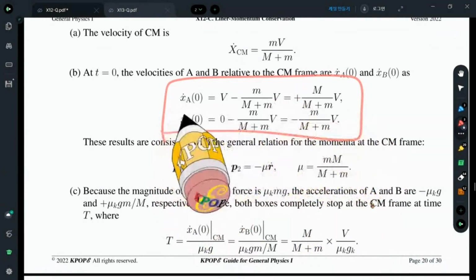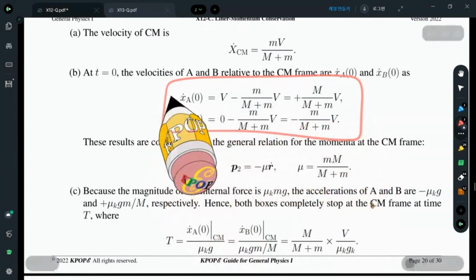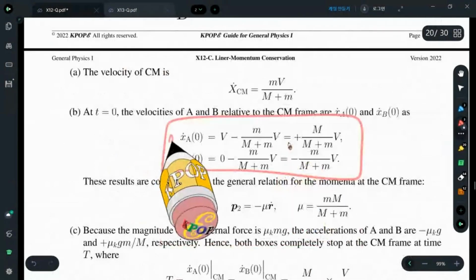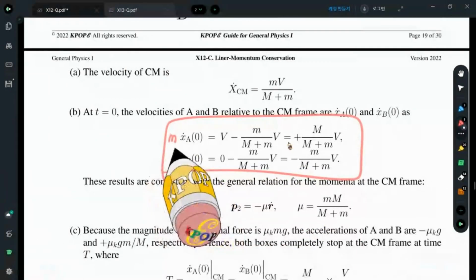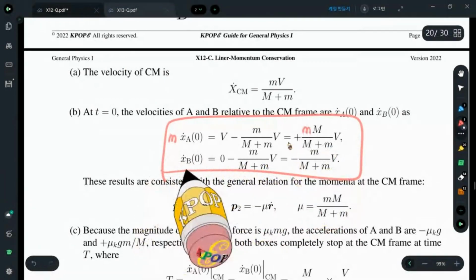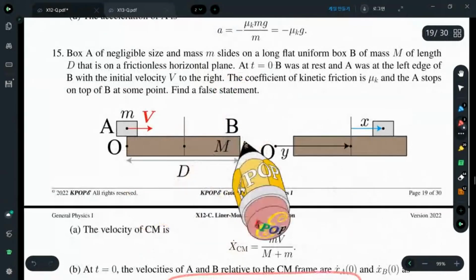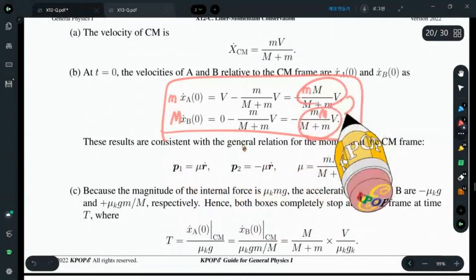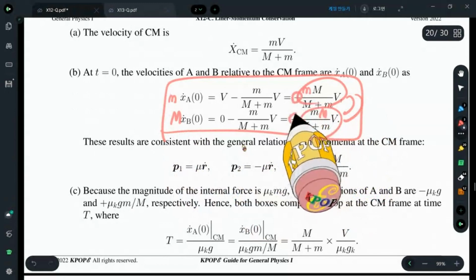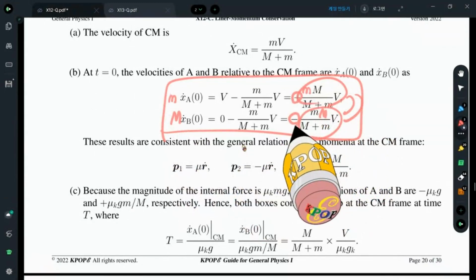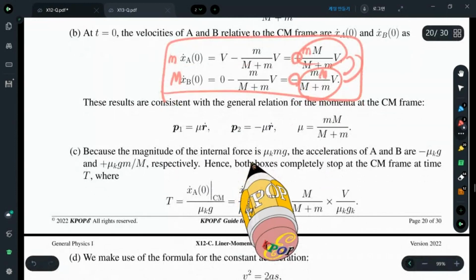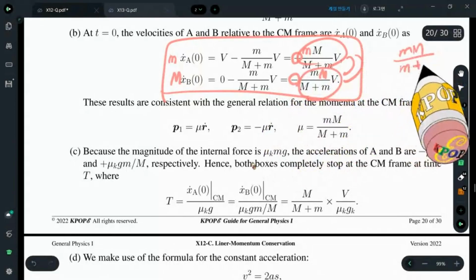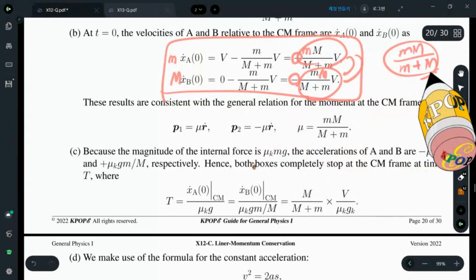The velocity looks rather different, but if you multiply the mass, the mass of A is a small m, and if you multiply by m, then you have m. The mass of B is capital M. Then this and this are the same in magnitude, and only the sign differs. So this is a two-body problem with the reduced mass, and the relative velocity.